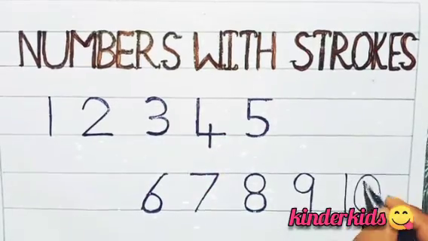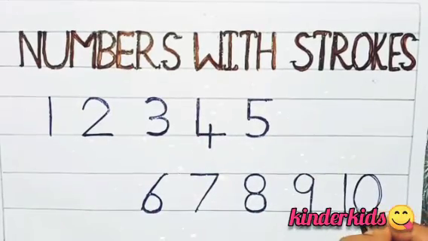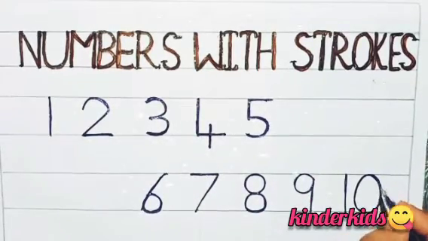1, 0, 10. Standing line 1, circle 0 makes 10. In this way we write 10.